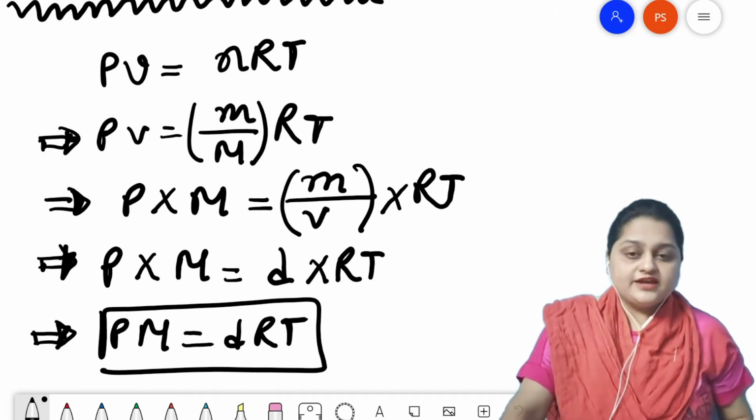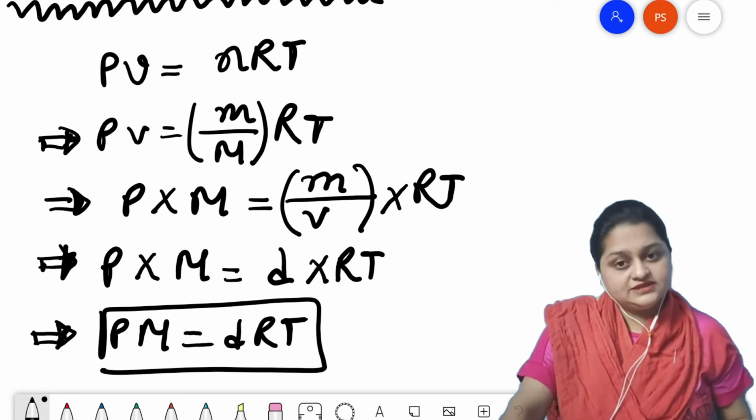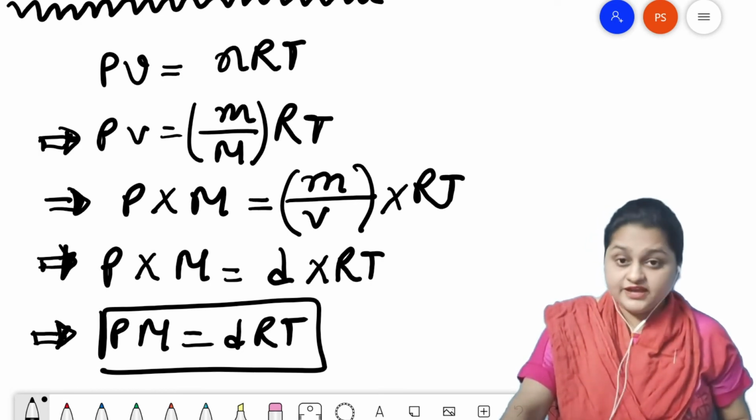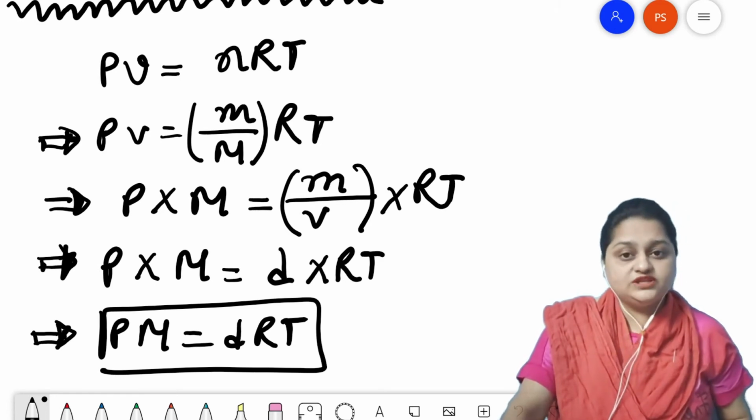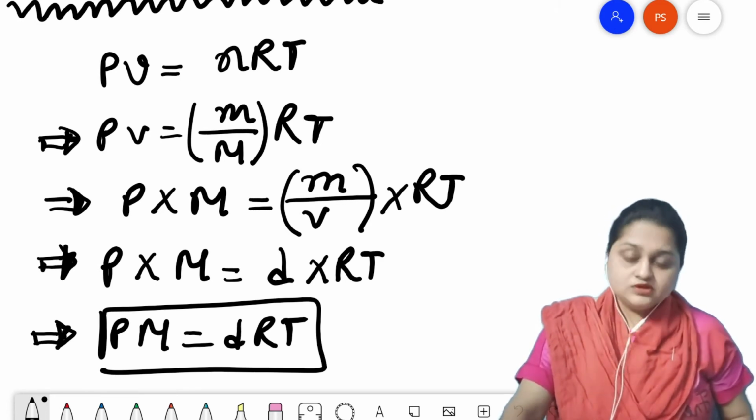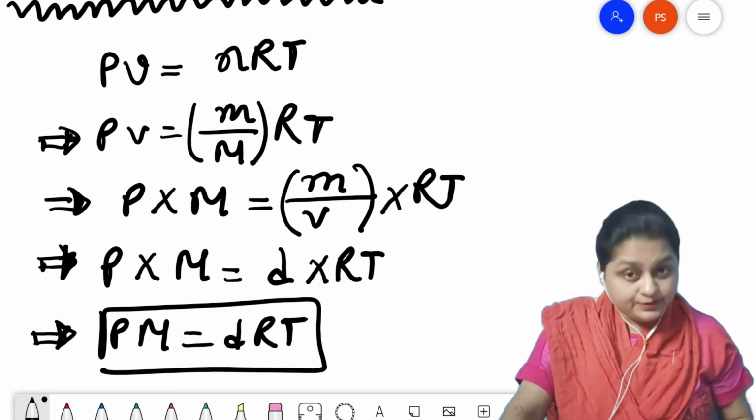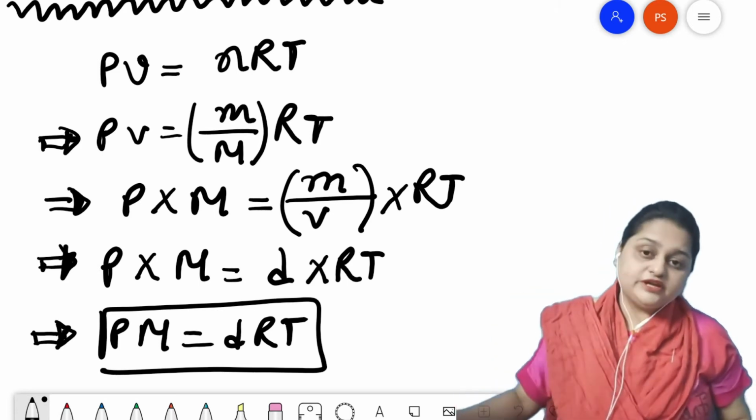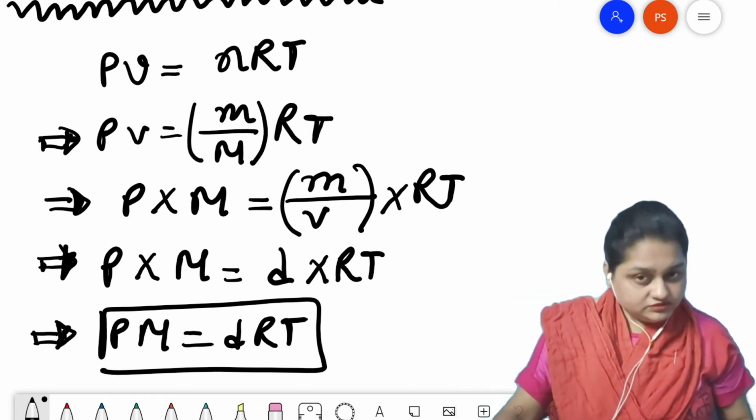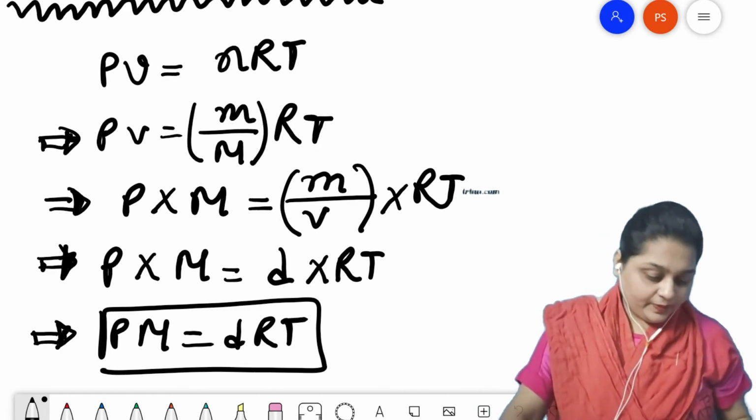That's why gases which do not follow the ideal gas equation are known as real gases, which is most of the gas in nature. And those hypothetical gases which follow this equation entirely are known as ideal gases, which is a hypothetical theory. In nature, there is no existence of ideal gas.